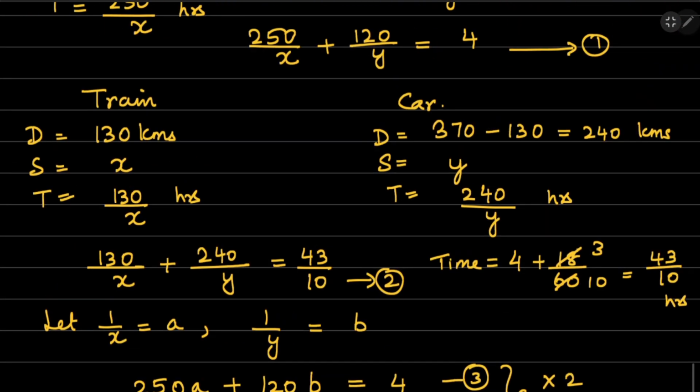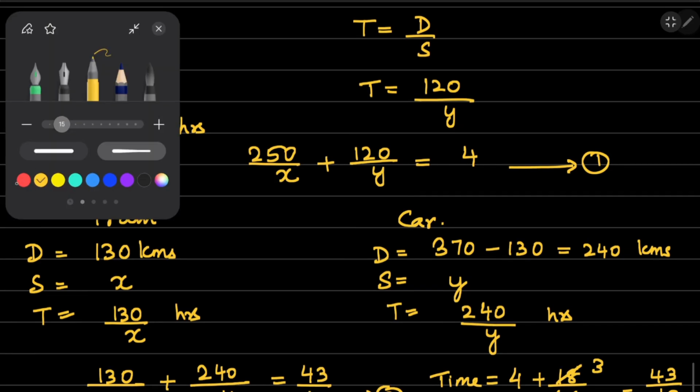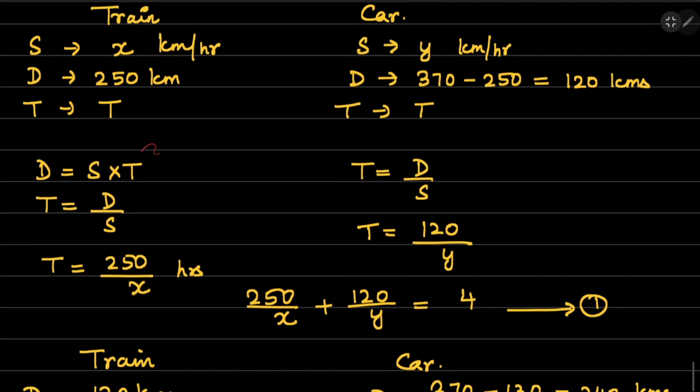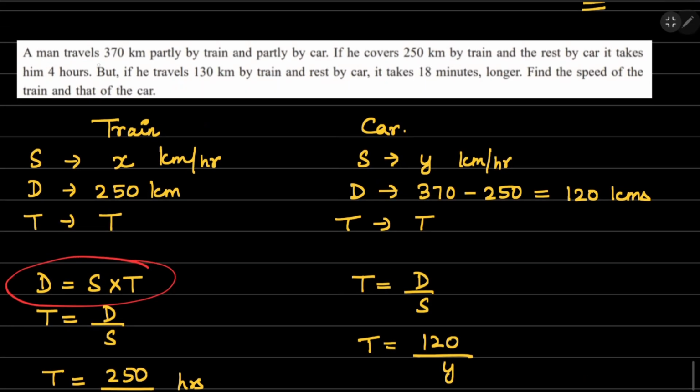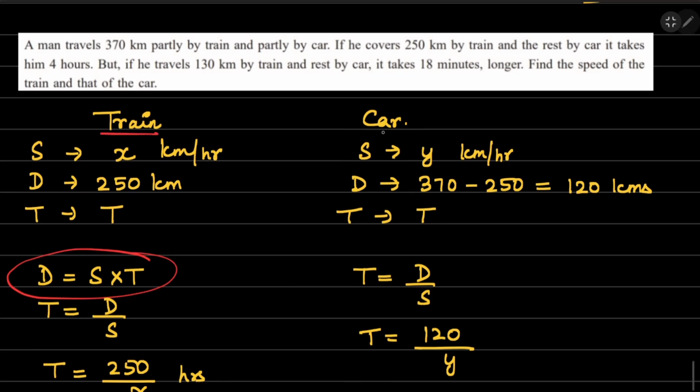So you have to patiently do it very carefully. Remember this relationship, distance equal to speed into time for each of this. So a man travels 370 kilometer partly by train, partly by car. Write down train and car. Write down all of these three parameters, that is speed, distance, time. Always remember distance equal to speed into time. So let the speed of the train be x. Let the total distance be 370. So the distance covered by both train and car together is 370.